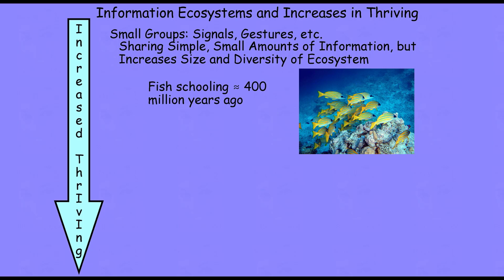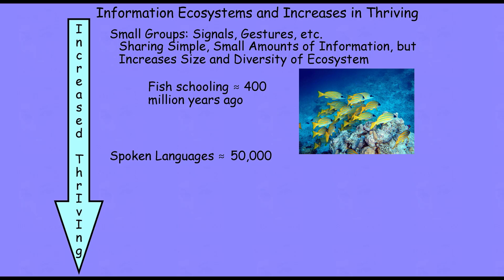And fish shoaling works very easily, very simply. The fish are swimming together. When a fish on one side of a shoal or a school sees a predator, they'll turn, and that turn will just propagate itself through the whole school, because now they are sensitive to each other's movements and they respond in the same way to a particular threat, or if they're hunters, to a particular prey. So the sharing of simple, small amounts of information increases the size and also the diversity of the information ecosystem.